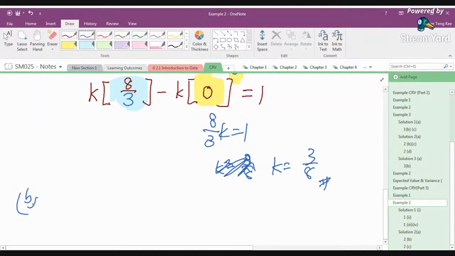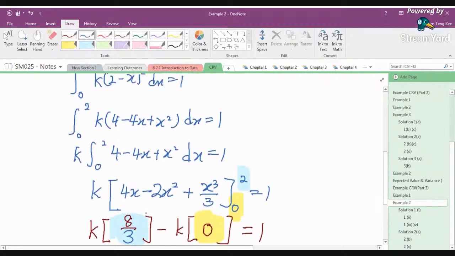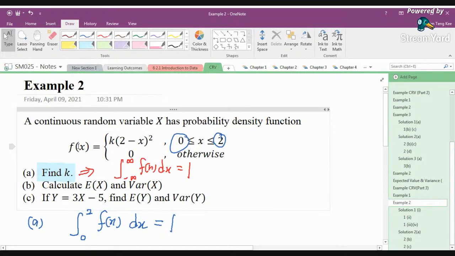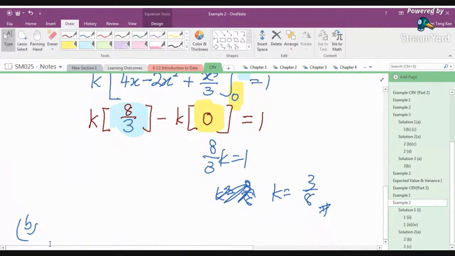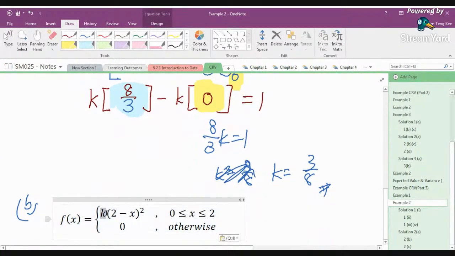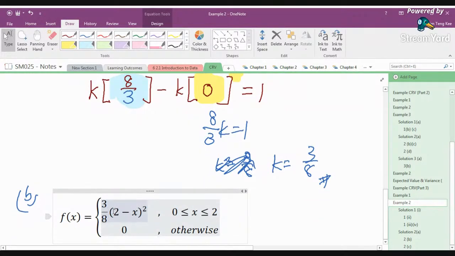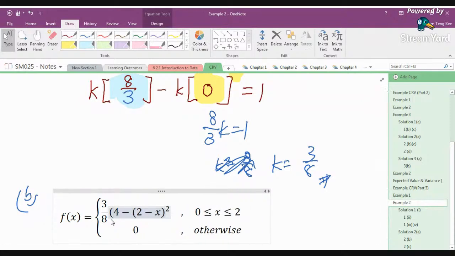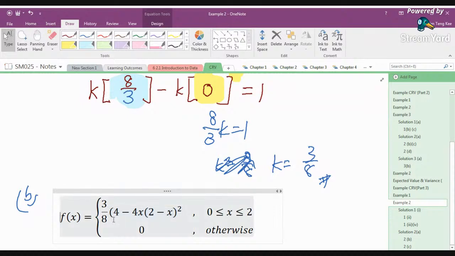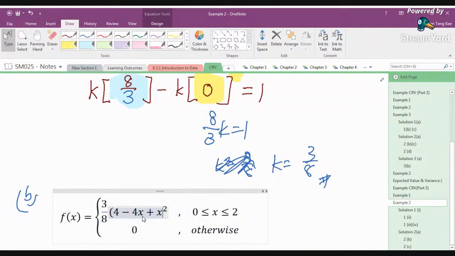Then as a result, now we can go for the calculation for part B. Before I go on with part B, let us extract the equations here for further calculations. And the k, we already found out, is 3 over 8. And take note, just now we found that the squared part can be expanded to become 4 minus 4x plus x squared.